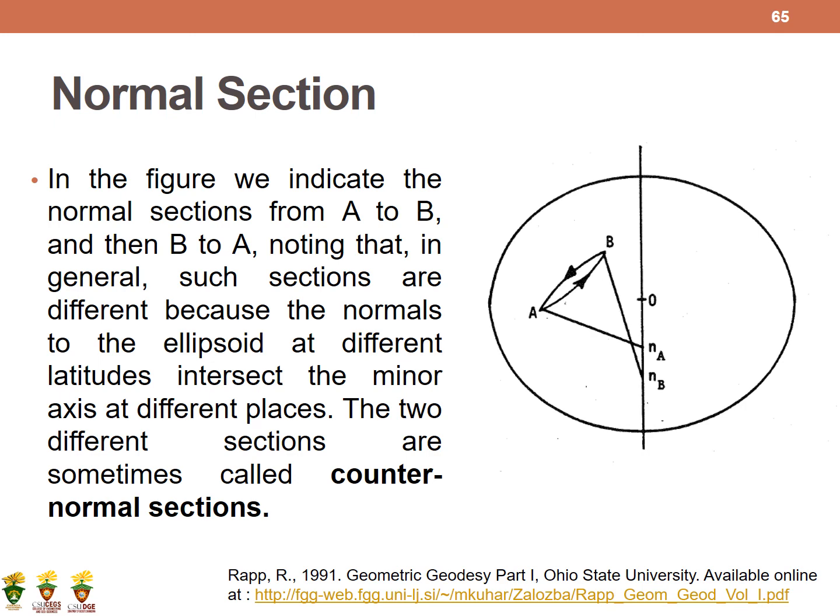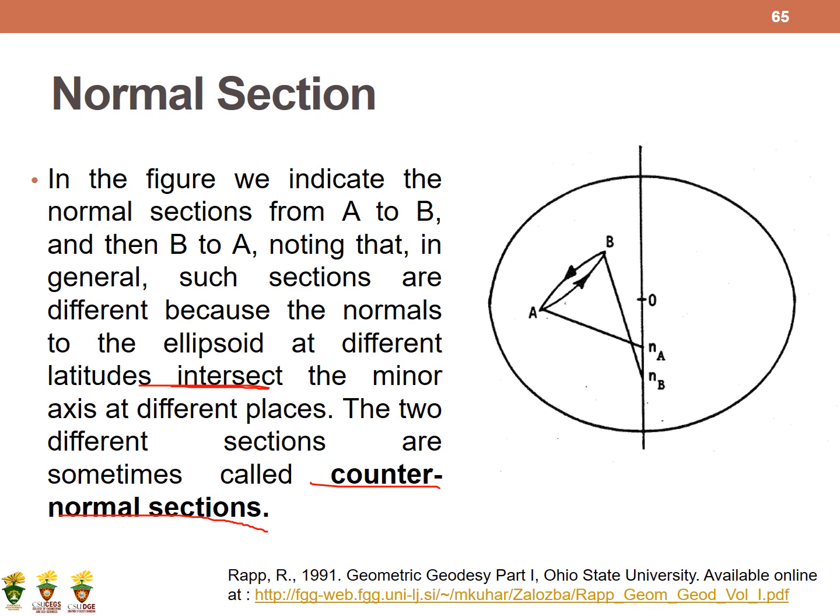So, in the figure, we indicate the normal section from A to B, and then B to A. This is an example of a normal section. Noting that, in general, such sections are different because the normals of the ellipsoid at different latitudes intersect the minor axis at different places. The two different sections are sometimes called counter-normal sections.